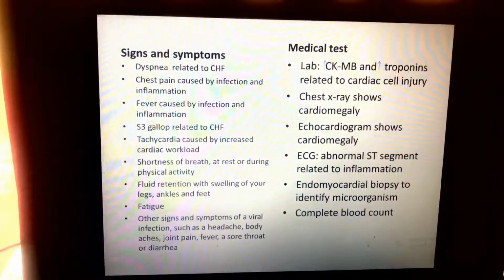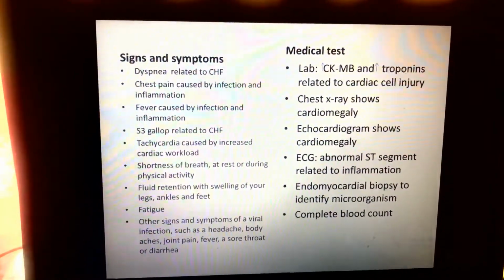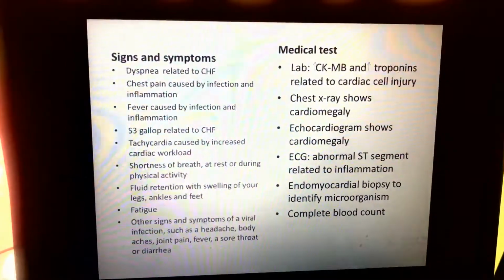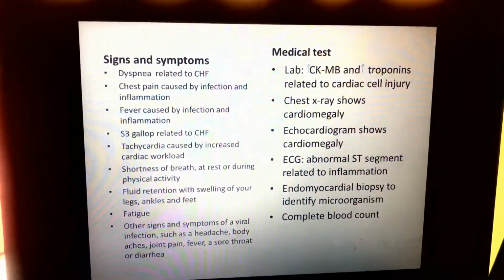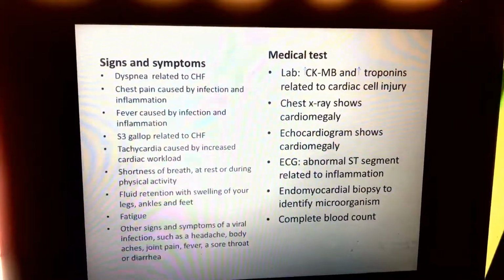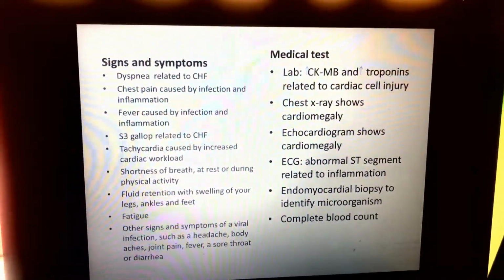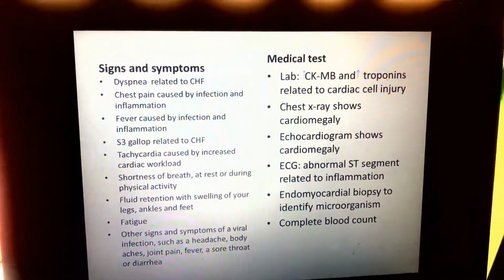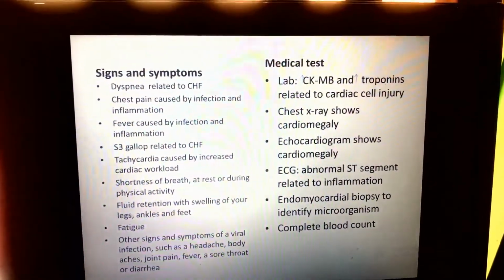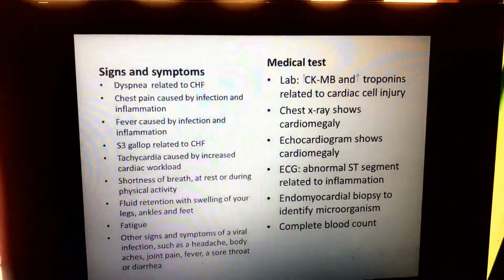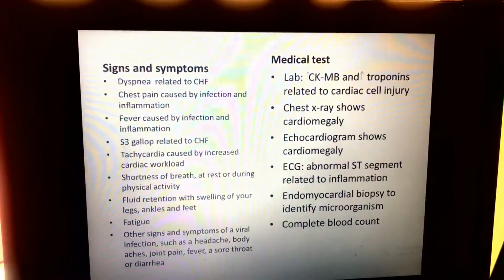Other signs and symptoms of a viral infection, such as a headache, body aches, joint pain, fever, a sore throat, or diarrhea may occur. With the medical tests, we will test CK and troponin, and we will have elevated CK and elevated troponin related to cardiac cell injury.